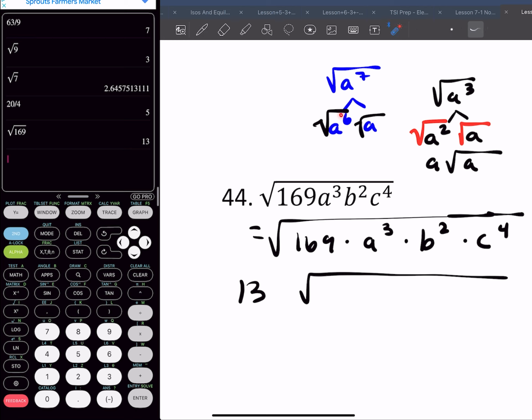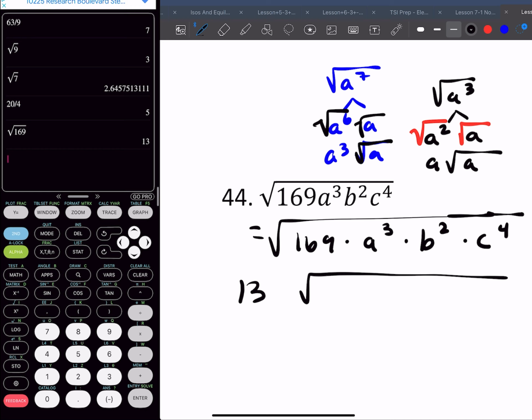So the square root of a to the 6th power, this is an even numbered power, so you're going to divide this by 2. So the square root of a to the 6th is going to be a to the third. And if I were to take the square root of a, well, you can't. So this a is just going to go under the radical here.